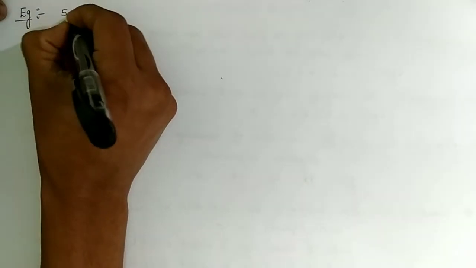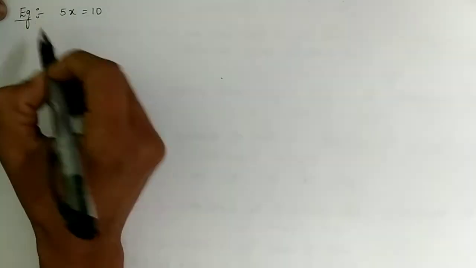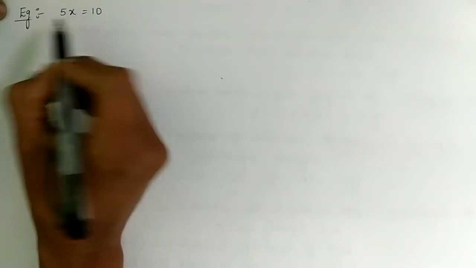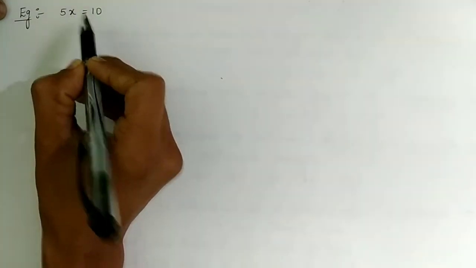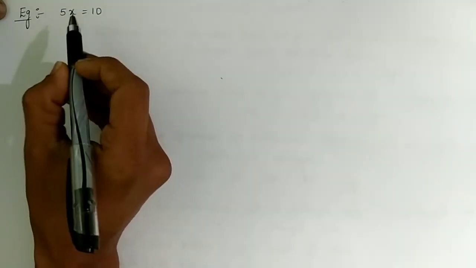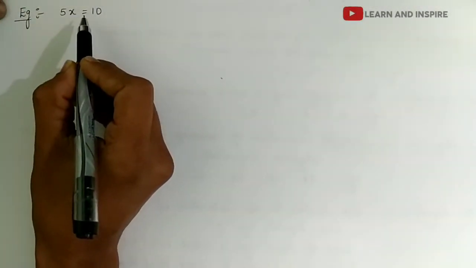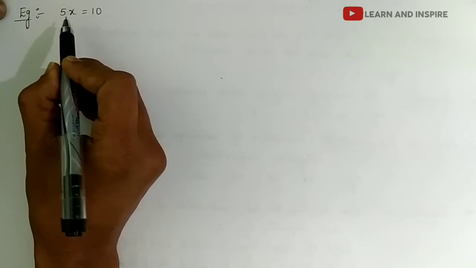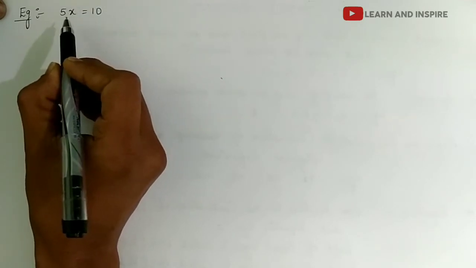So 5x is equals to 10. So here it is an equation with equal sign, constants, variables, and equality sign. Now we write LHS and RHS from this equation. So what is LHS? Left of equal sign. Left of equal sign is 5x.